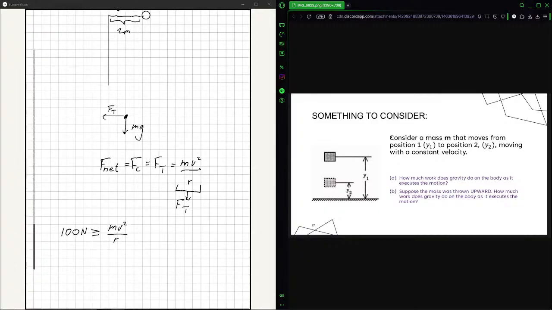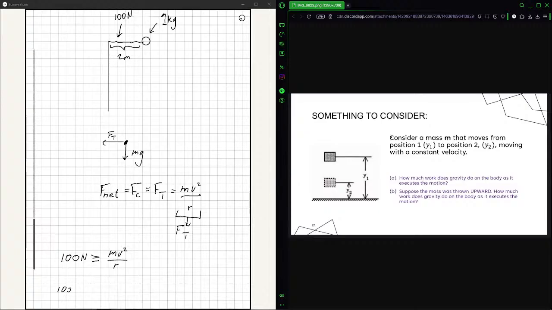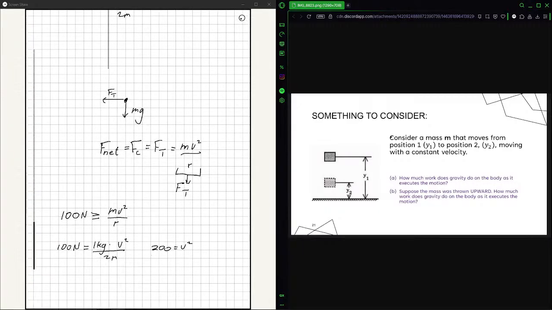So given what we have, 100 newtons is equal to, we're given that the mass is 1 kg, times velocity squared, and the radius is 2 meters. Alright, if we just solve for v, it's pretty straightforward. We're going to get 200 equals v squared. So the maximum velocity the string can endure is root 200 meters per second. Does that make sense to everyone? Yeah. Okay.